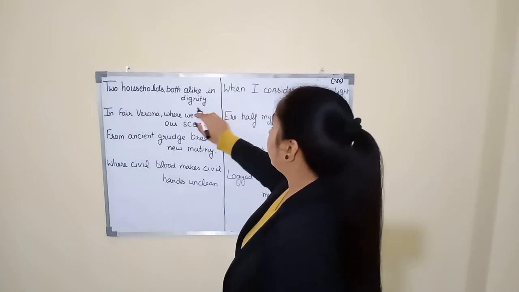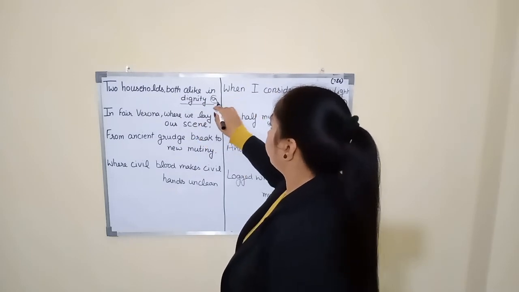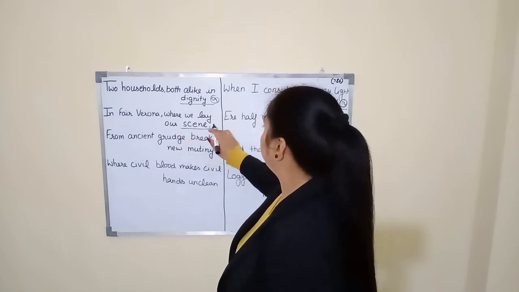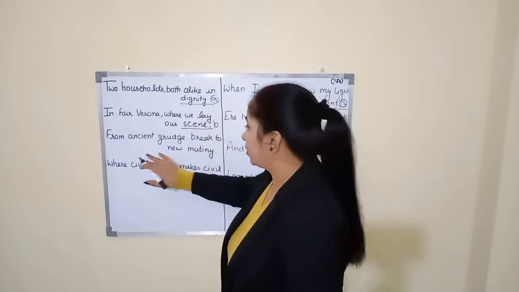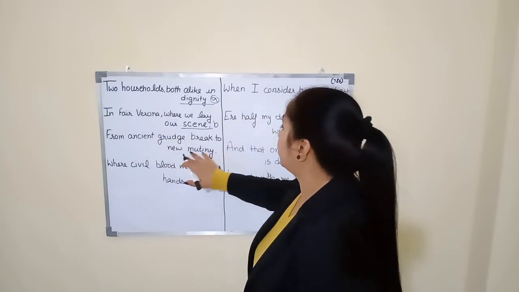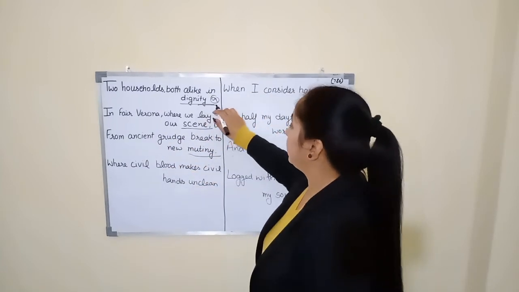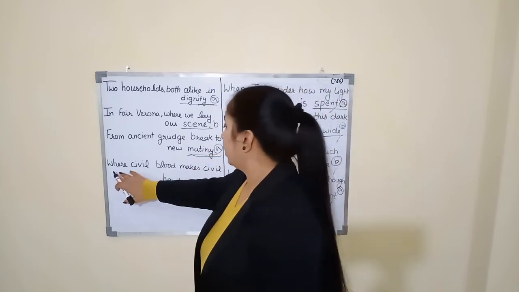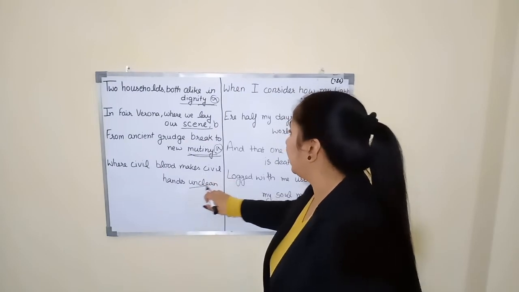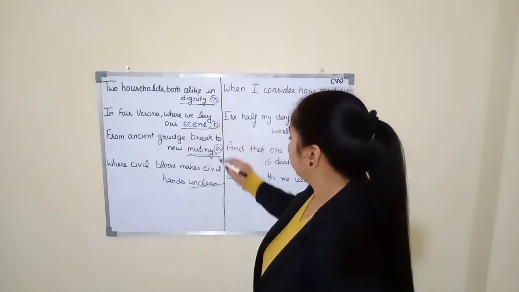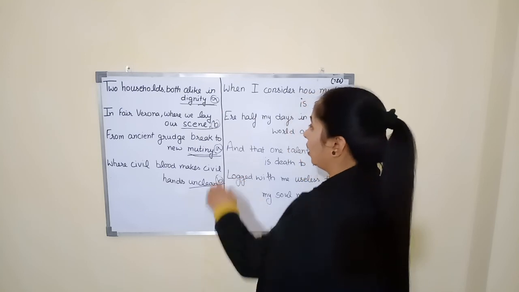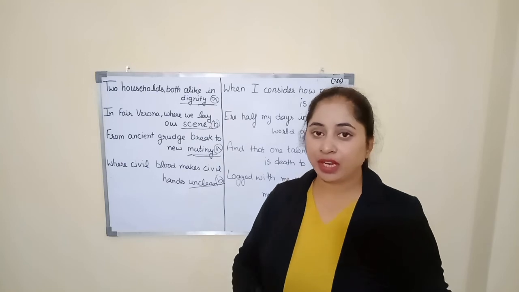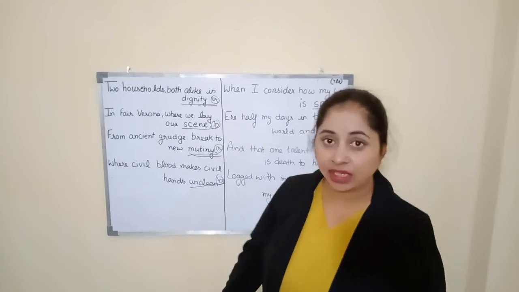Here, it should be ABAB, CDCD, EF, then GG. "Two households both alike in dignity." A. "In fair Verona where we lay our scene." B. Does not match. "From ancient grudge break to new mutiny." Dignity, mutiny, A. "Where civil blood makes civil hands unclean." Seen, B. Right? So A, B, C, D, E, F, G. This is what the rhyme scheme is.